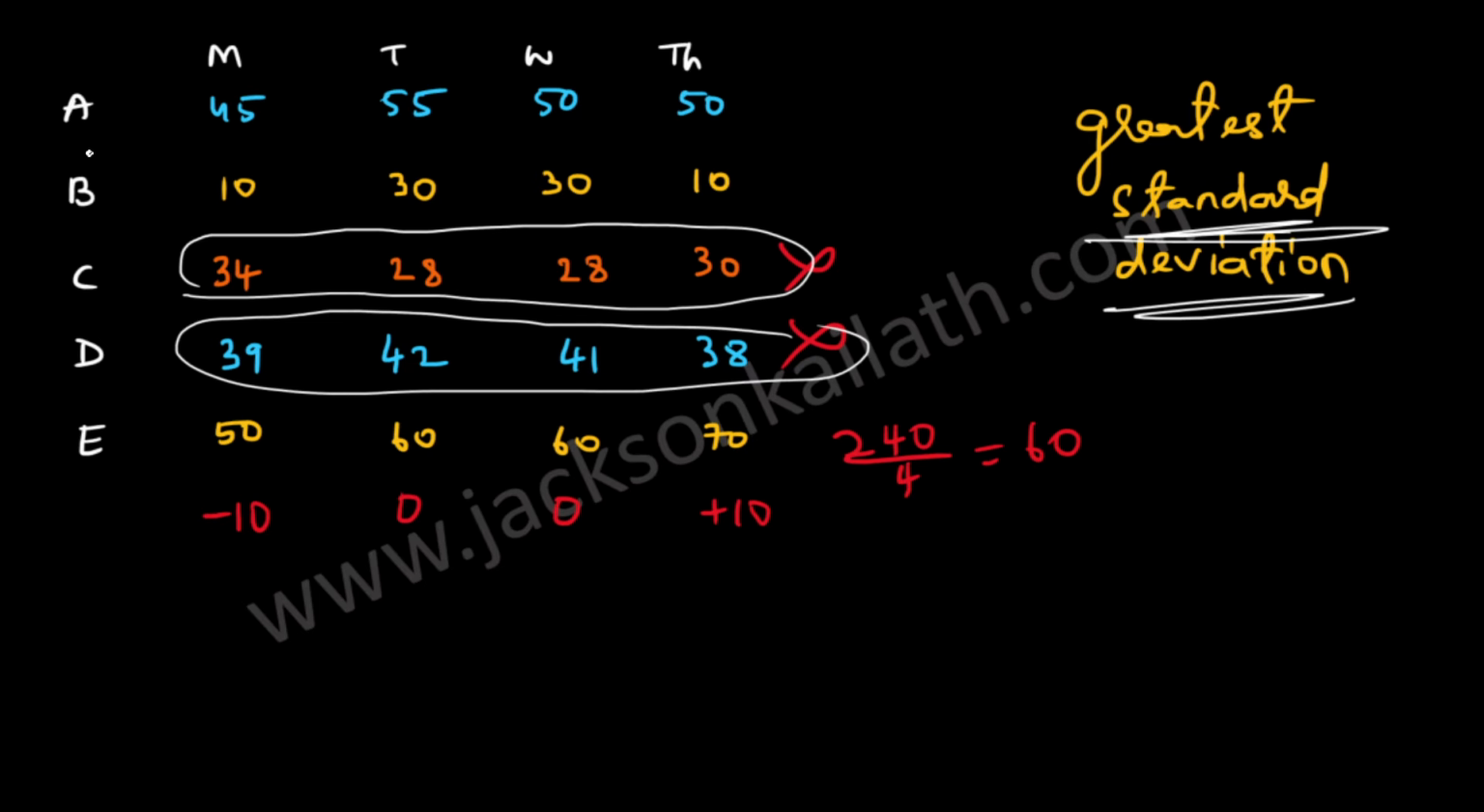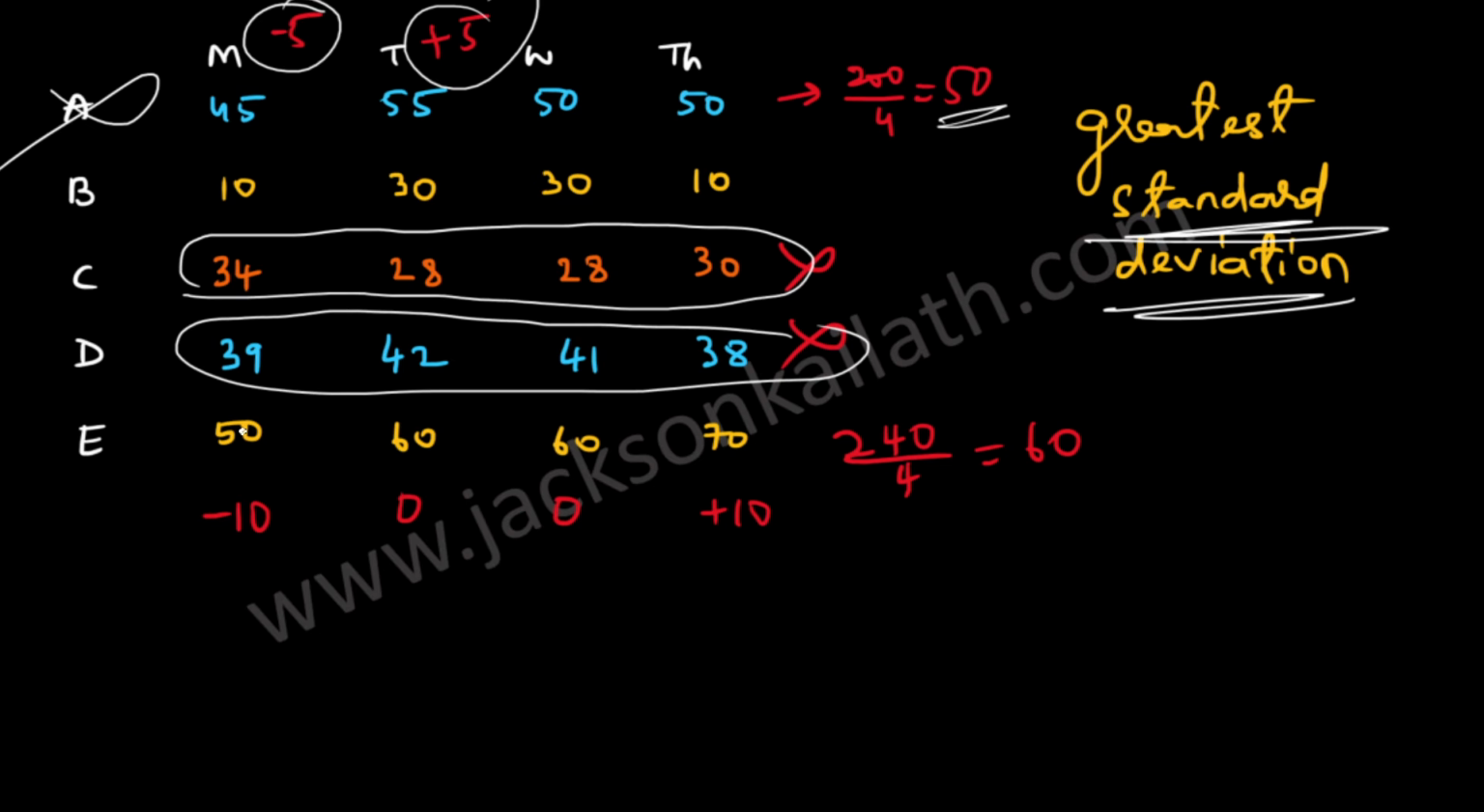Now what about option A? It's 45, 55, 50 and 50. If you add this, you'll get 200. 200 divided by 4 gives you the mean as 50. Now the deviation from 50 for these two is 0, and for the others, for 45 it's minus 5, and for 55 it is plus 5. And we will be squaring these and adding up. So you can see that the standard deviation of option A is less than the standard deviation of option E. So option A is also out, right? Because this is 25 plus 25, but over here we have 100 plus 100. This will definitely be greater, and we need to find the greatest standard deviation.